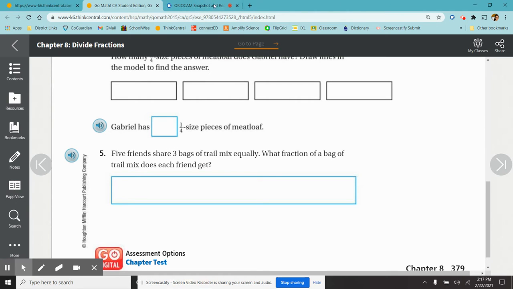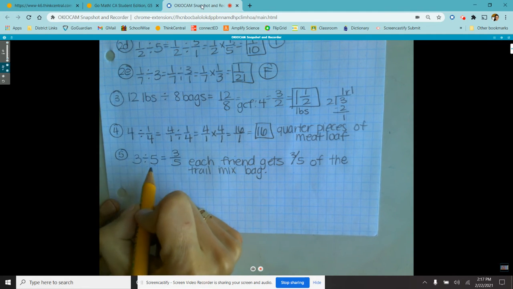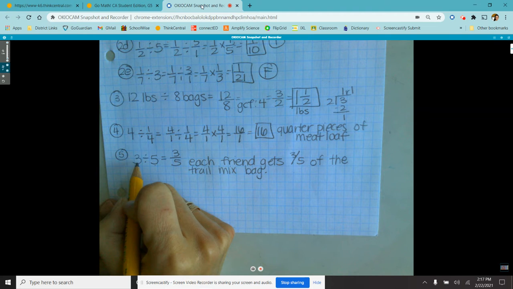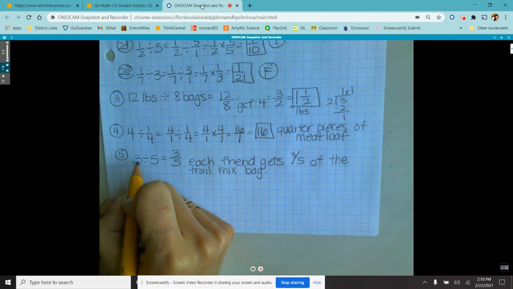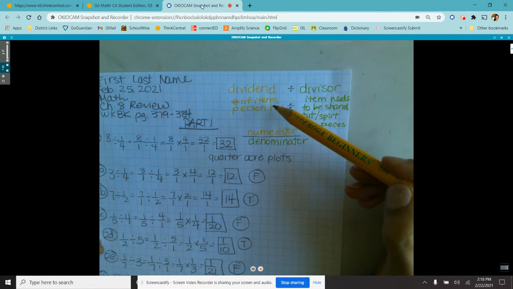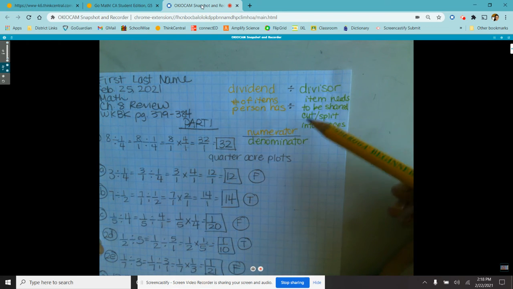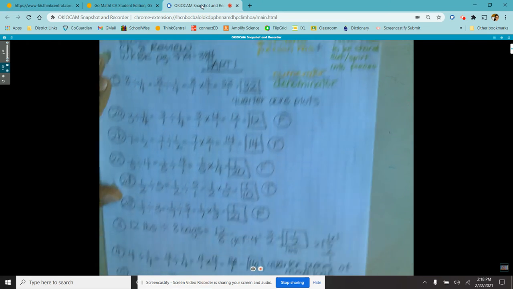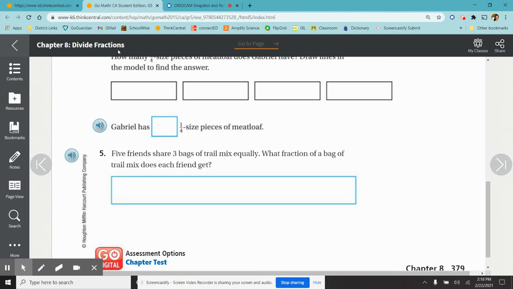I didn't show you that problem. I was reading the problem. I didn't show it to you. I'm sorry. So you have 3 bags of trail mix and you're splitting it amongst 5 people. So remember from what we wrote earlier, what you have is your dividend, and your dividend is your numerator, and what you're splitting it up into is your denominator. And luckily for number 5, we couldn't simplify it, so that's just how the problem's laid out.